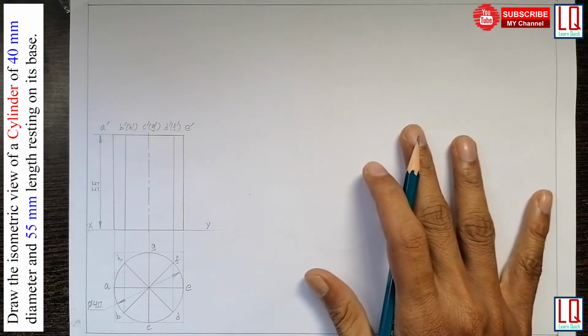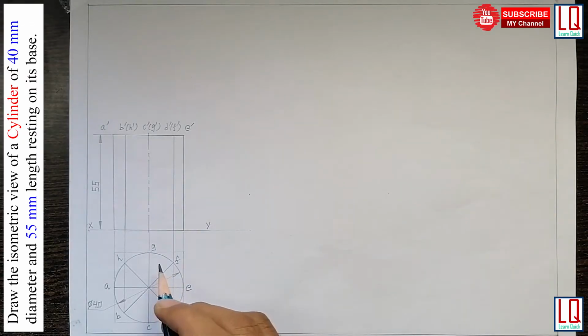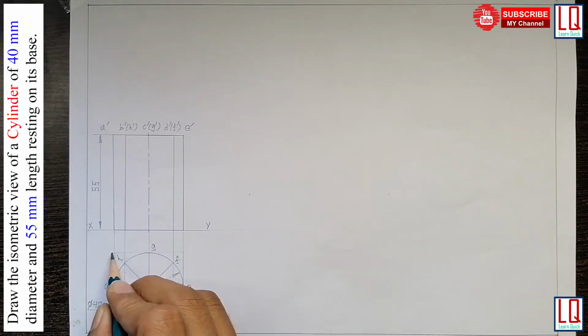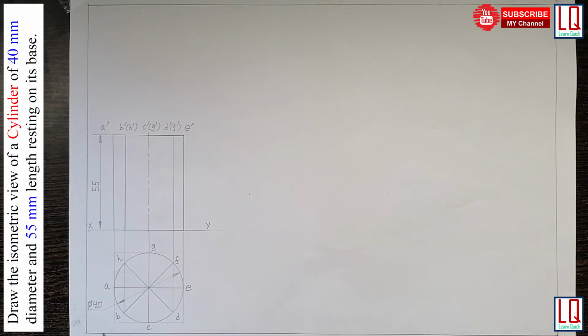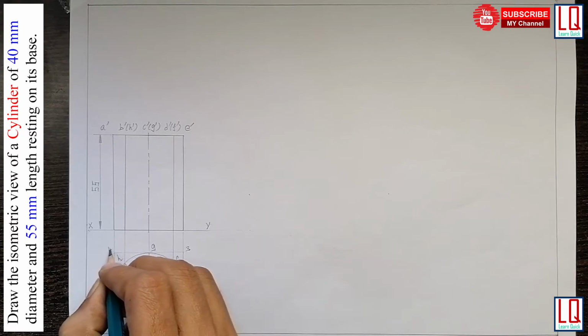Before we start the isometric projection of the cylinder, one has to enclose the top view of the given solid. So enclose it with 4 lines at minimum distance. You will get 4 corners, and name the 4 corners as 1, 2, 3, 4.